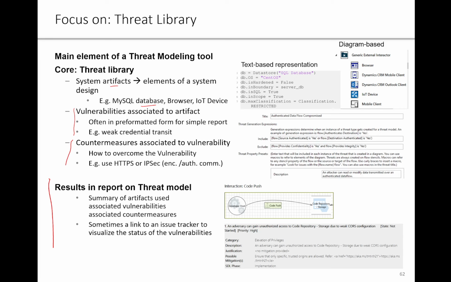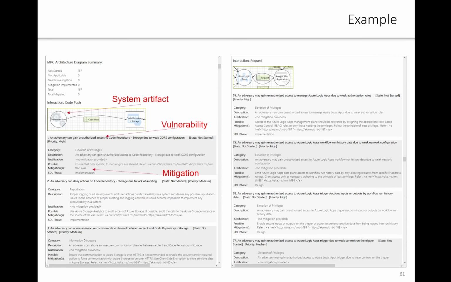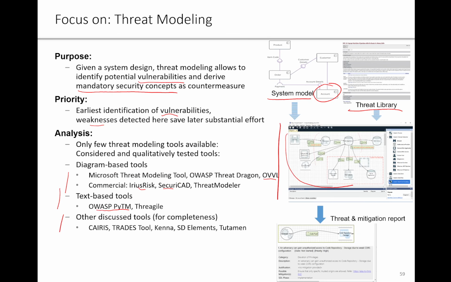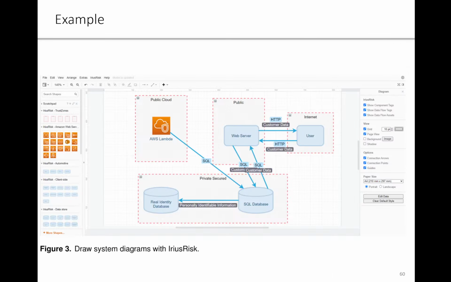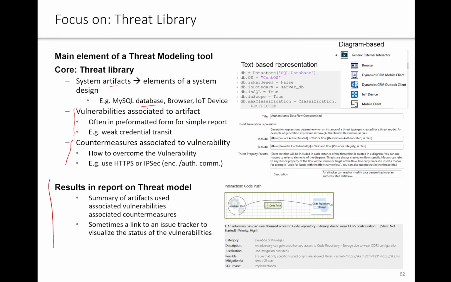Maybe for the classification again, here we had these several tools, the diagram-based ones and text-based. How would a similar setup look like in a text-based representation? Like this, that you define the nodes. DB is a data store of type SQL database. It has the operating system CentOS. There are some further information that will enable or disable some elements in the report. And this is how you would define it as text-based. And in diagram-based, you have these drag-and-drop elements.